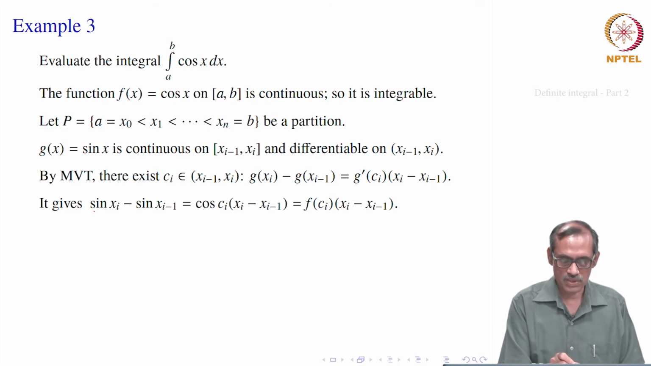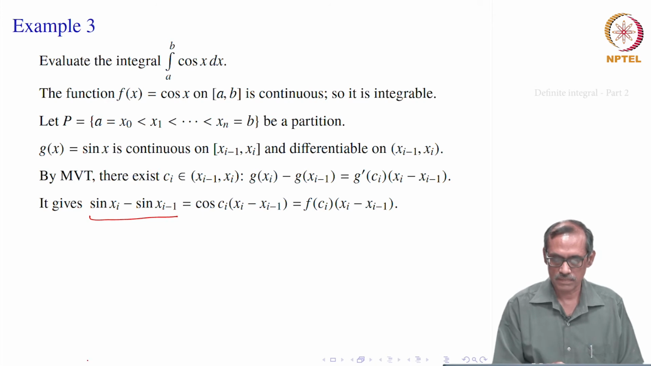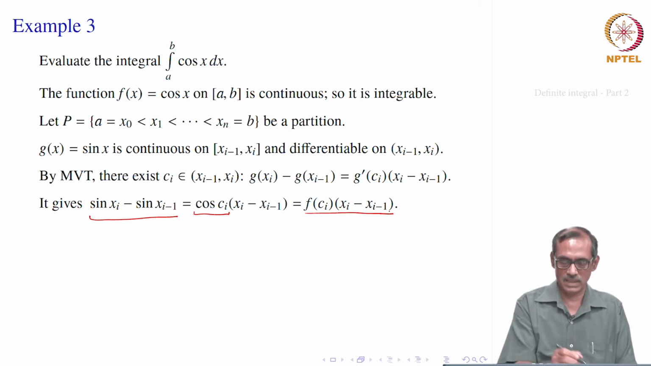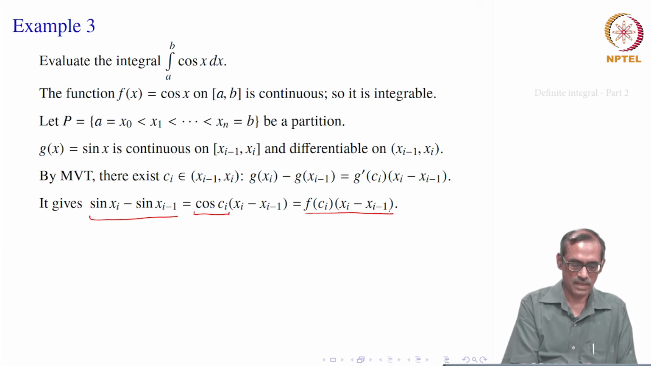So, this says sin x i minus sin x i minus 1 equals the derivative of sin, which is cosine of x, evaluated at c i. So, that is cosine c i into x i minus x i minus 1. Now, what is cosine c i? Our f of x is cosine x. So, it is f of c i into x i minus x i minus 1. So, that is the advantage in getting this c i.